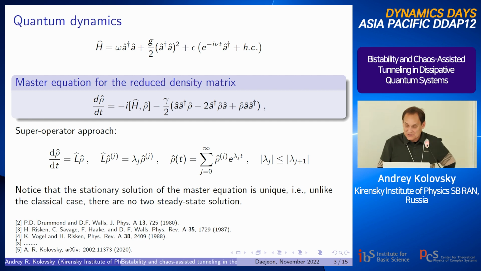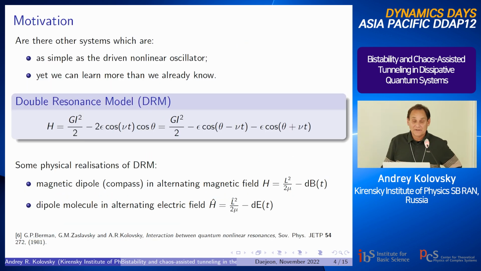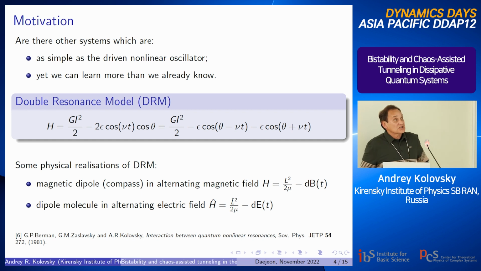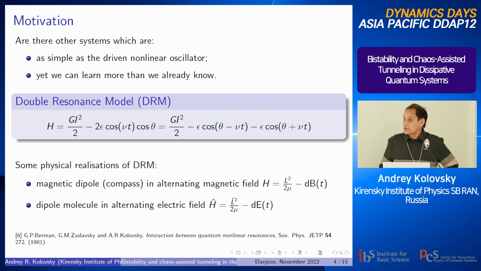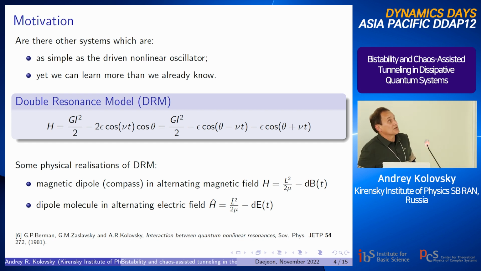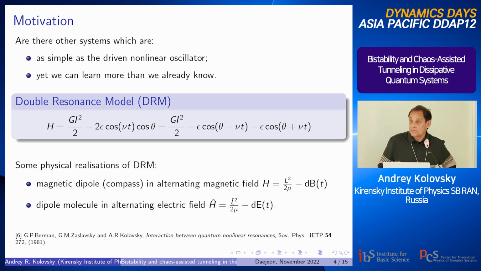Well, now comes the motivation for this talk. There are systems which are as simple as a driven dissipative oscillator, but from which we can learn more than we already know. And this is one of these systems. This is the so-called double resonance model, and it is a classical Hamiltonian. I simply use a trigonometric equation to put these terms as a sum of two terms.